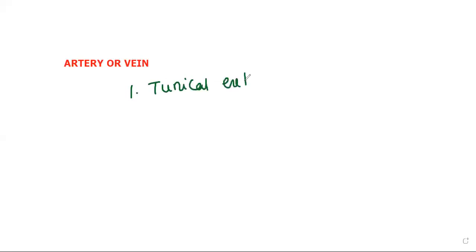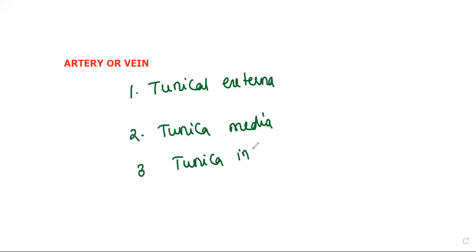Tunica externa, tunica media, and tunica interna. There are three basic layers you'll find here: tunica externa, tunica media, and tunica interna. I'll show you the artery first, then afterwards we'll compare. What is the outer layer? Tunica externa, as I said.